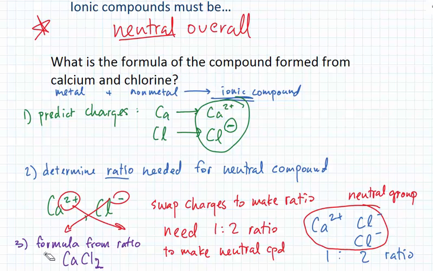Notice there are no charges in this formula now because the compound is neutral overall. It's made up of individually charged ions, but overall there's no charge in this compound, in this formula overall. So that's why there are no charges listed.